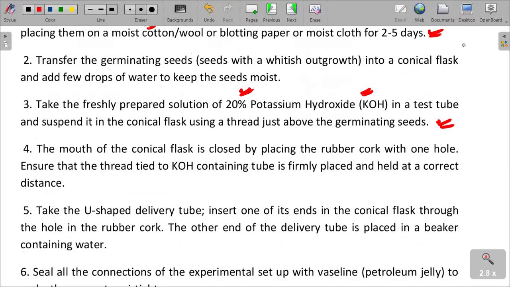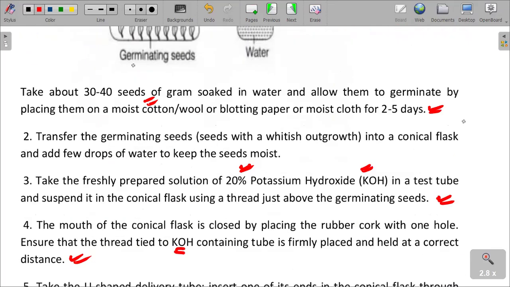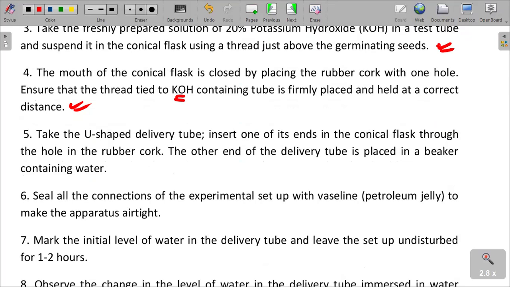And then the mouth of the conical flask is closed with a rubber cork with one hole, and you ensure that the thread tied to the potassium hydroxide is firmly held at a correct distance, enough from the germinating seeds. Then take the U-shaped delivery tube and insert one end into the conical flask through the hole in the rubber cork. The other end of the delivery tube is placed in a beaker containing water.